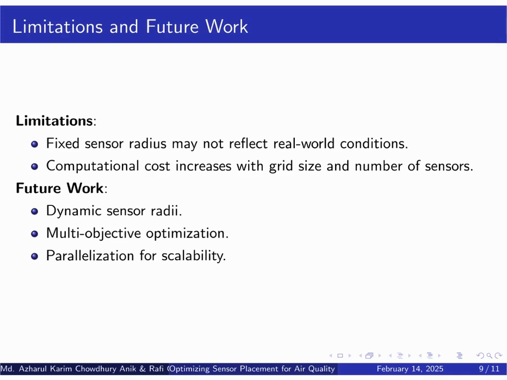While our approach delivers high coverage, some limitations remain. Fixed sensor radius, while real-time conditions may vary. Computational cost is higher than the greedy approach and there are some scalability issues. Performance may degrade with large grids. Future work will also be explored. Dynamic sensors to be added to better reflect real-world conditions. Multi-objective optimization to balance cost and accuracy. We can also use parallelization techniques to improve computational efficiency.